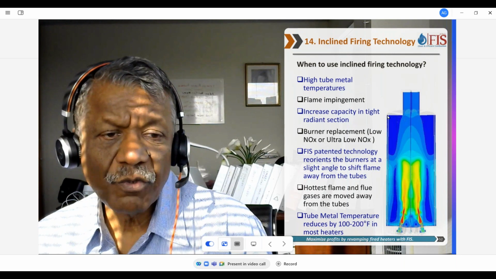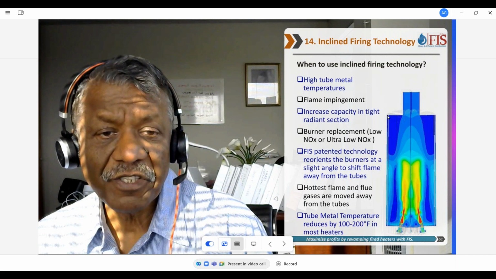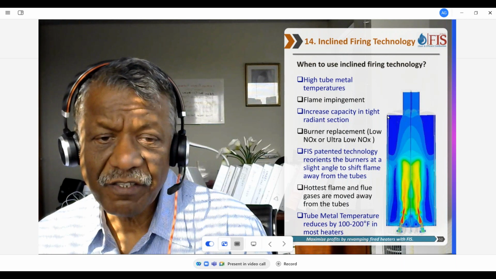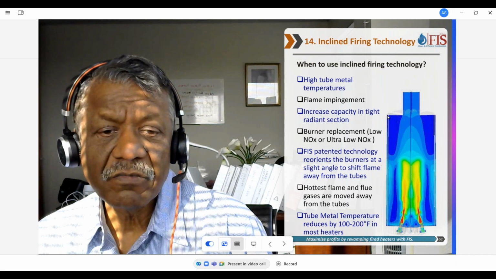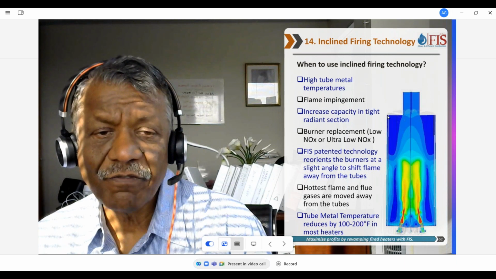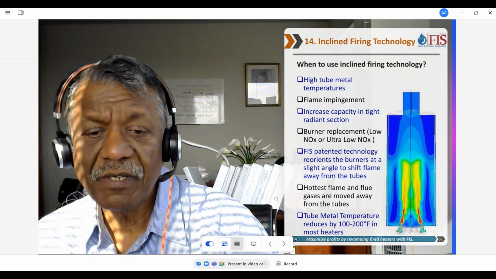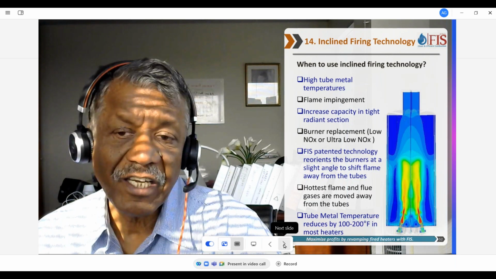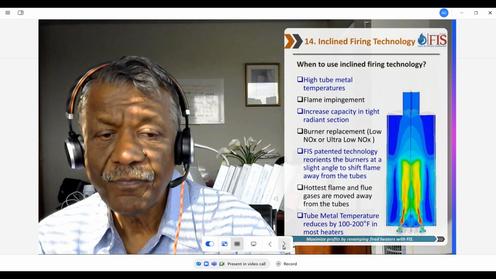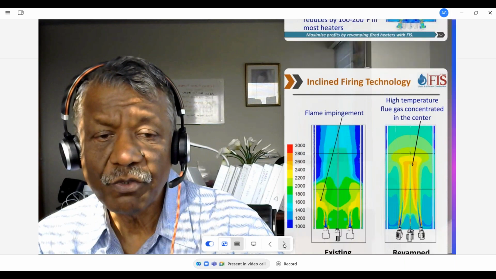We can do this in tight fireboxes. We can use it with low NOx burners or ultra low NOx burners, and we get a reduction of almost 100 to 200 degrees. We have done it in several heaters, and it's been extremely effective. So if you have a heater where you are having high tube metal temperature issues, give us a call or talk to any one of us, and we'll be able to help you out.